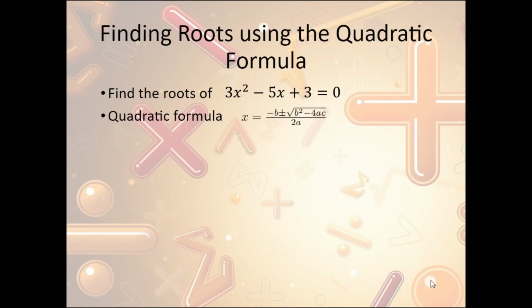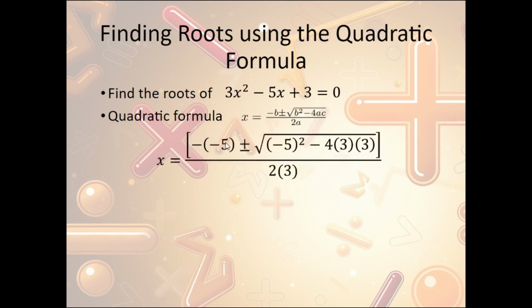Let's look at one more example. We have 3x squared minus 5x plus 3 is equal to 0. So we plug everything in, and we end up with negative negative 5 plus or minus the square root of negative 5 squared minus 4 times 3 times 3 over 2 times 3. When we simplify that, negative 5 is positive 5. Negative 5 squared is just 25. And then negative 4 times 3 is negative 12, times 3 is negative 36. And then 2 times 3 is 6. So we end up with 5 plus or minus the square root of 25 minus 36 over 6.